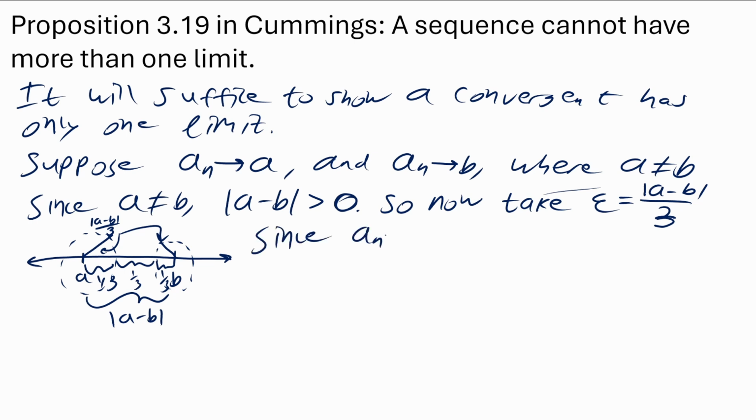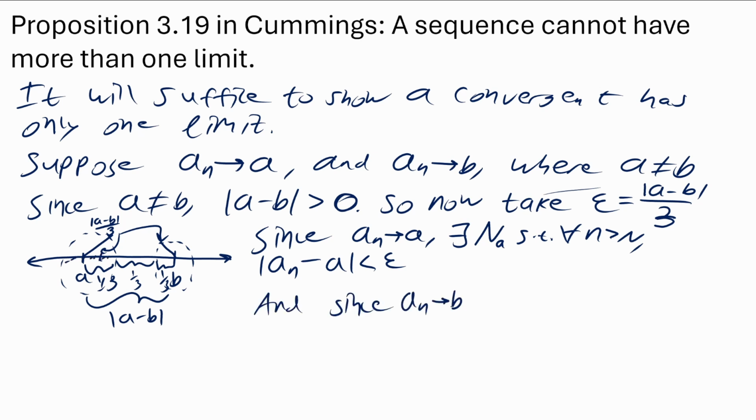Since a_n approaches A, there is, that's what that backwards capital E is, there is some threshold, I'm going to call it N_A to specify, such that for any n bigger than N_A, all the terms of a_n are within epsilon of A. That means eventually they all get stuck in here. And since a_n approaches B, there is some N_B such that for all n greater than N_B, all the terms are trapped in the B bubble. So eventually all the terms get trapped in here.